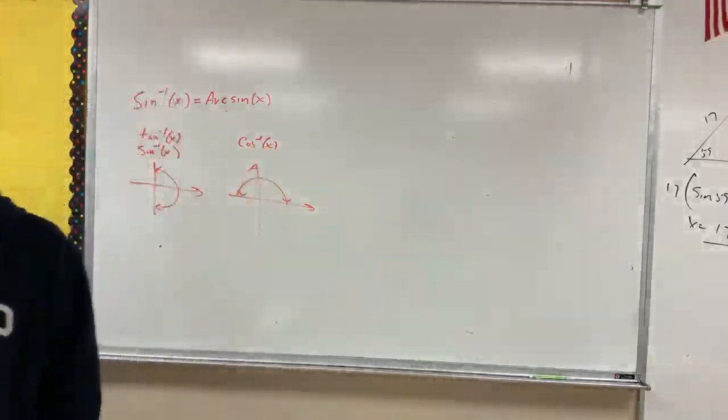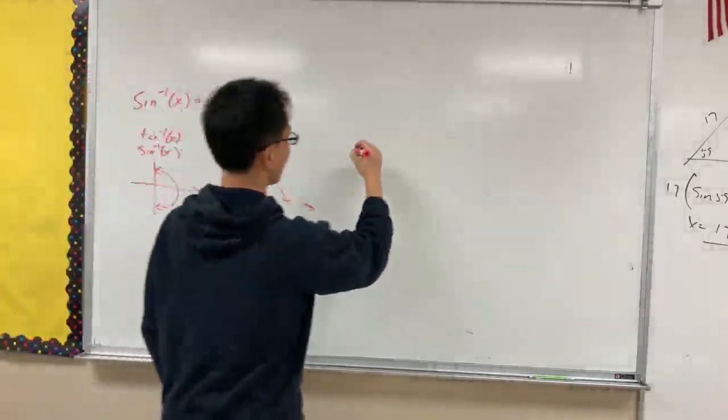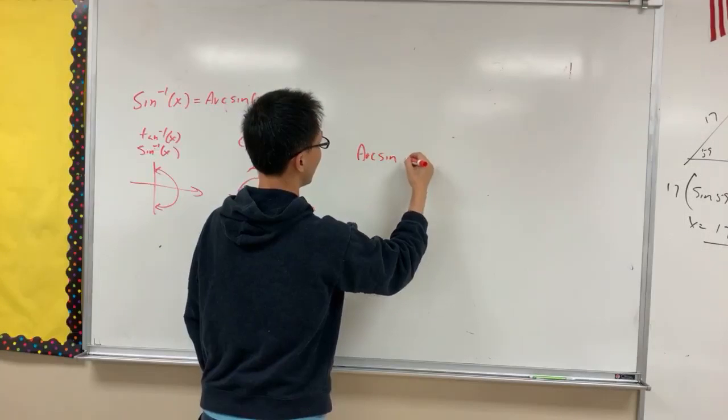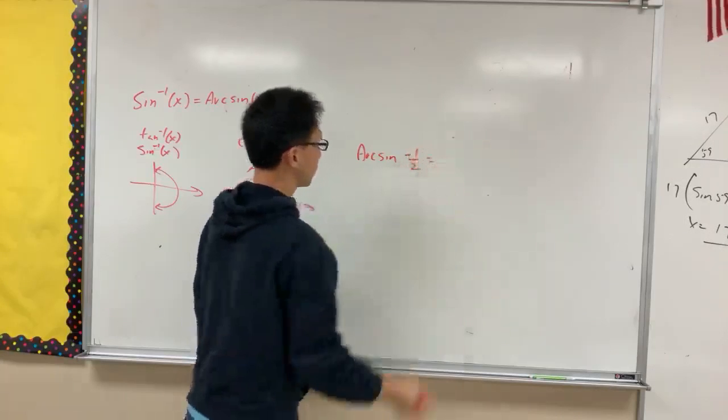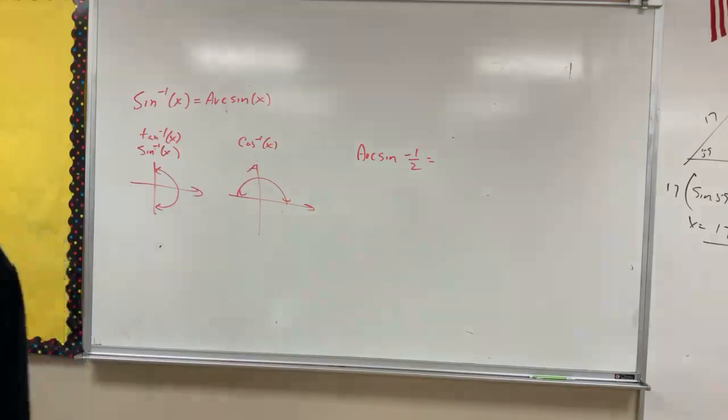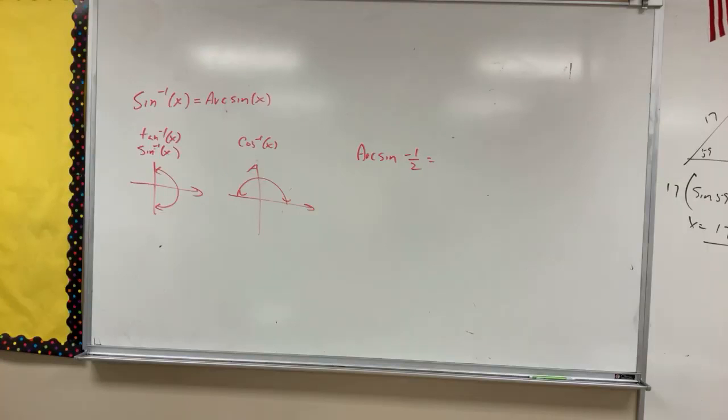Therefore, I have a question for you. What is arcsine of negative half? What do you think this is? Think back to unit circles. I know Roman knows. Rihanna, do you know? Sine inverse, right? Negative pi over 6, good.